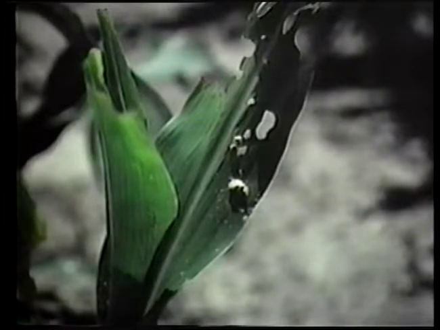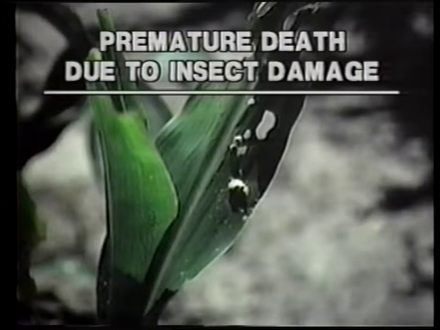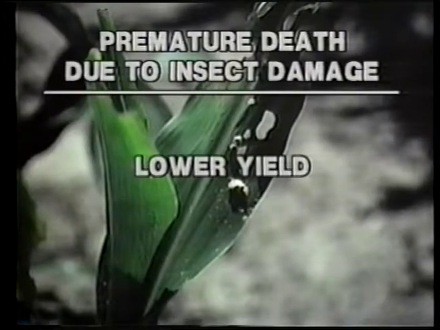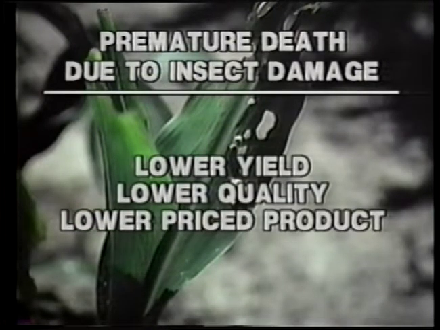Insects may cause the premature death of a plant, which can lower yield and possibly decrease the quality of the product. For instance, in grain crops, premature death would result in smaller, possibly shriveled grain that in turn results in lower yield, lower quality, and a lower priced product.